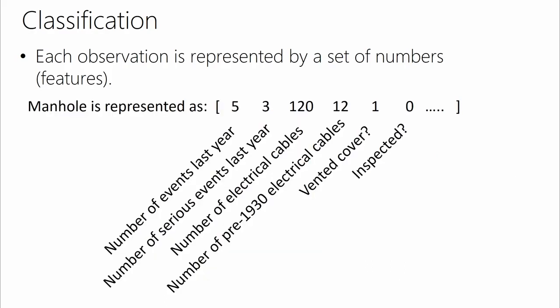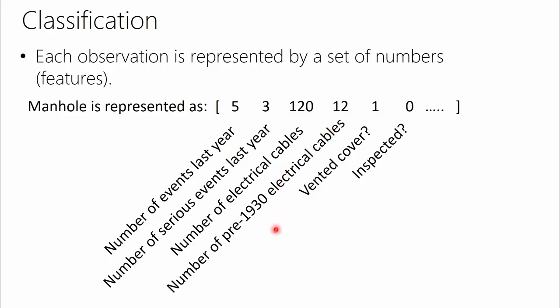Here's another example. This is a problem that comes from New York City's power company, where they want to predict which manholes are going to have a fire. So we would represent each manhole as a vector. And here are the components in the vector. The first component might be the number of serious events that the manhole had last year, like a fire, or a smoking manhole that's very serious, or an explosion or something like that. And then maybe we would actually have a category for the number of serious events last year. So only 3 of these 5 events were very serious. The number of electrical cables in the manhole, the number of electrical cables that were installed before 1930, and so on and so forth.